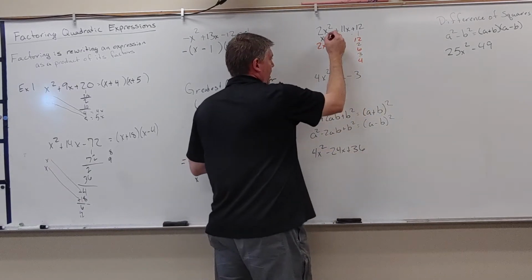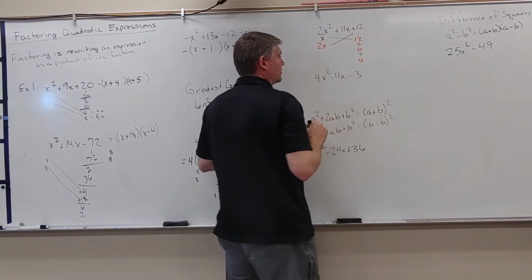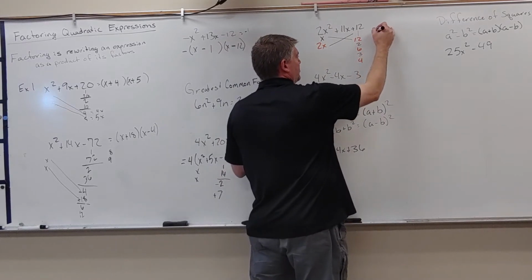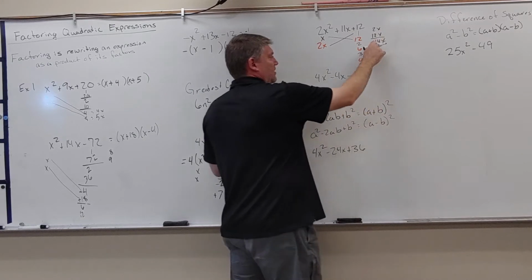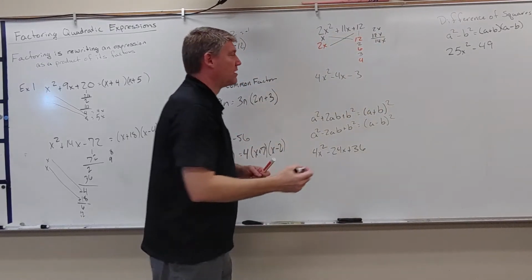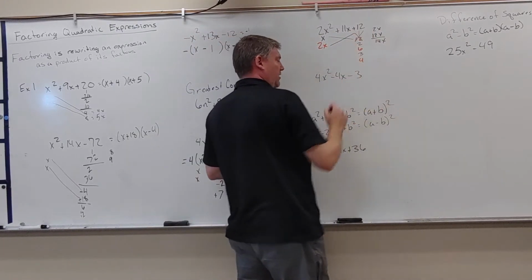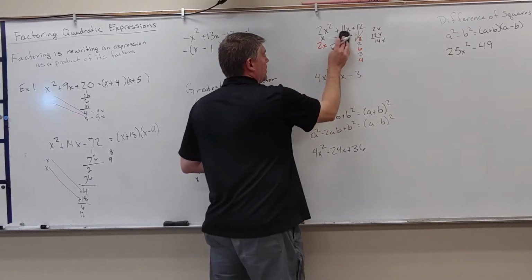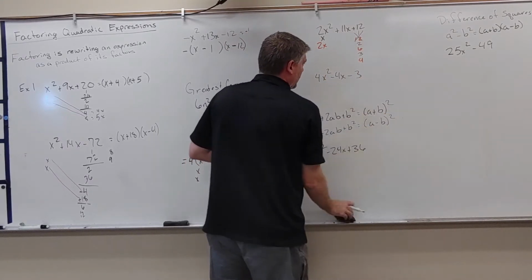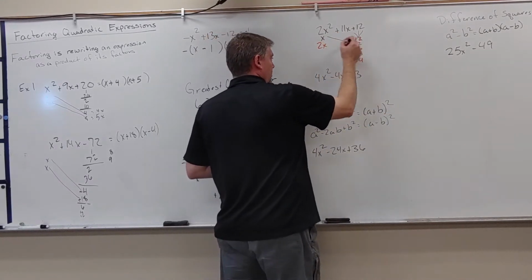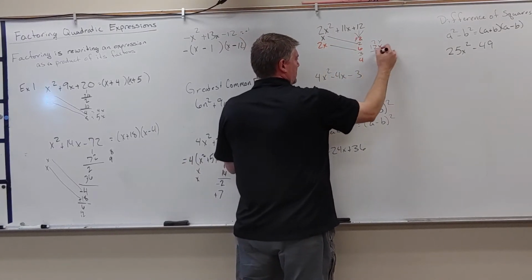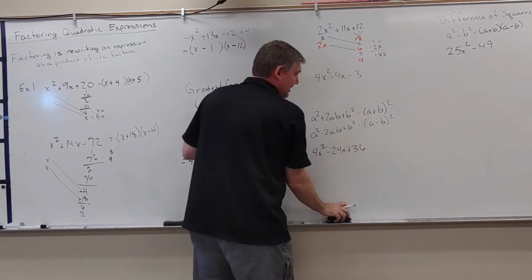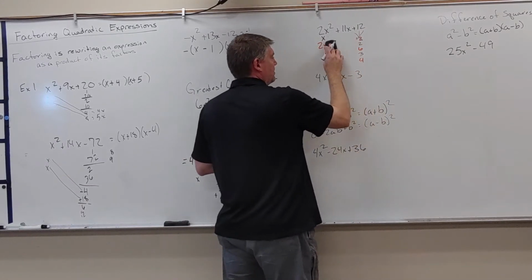So now I have to try this method here. This gives me 2x. This gives me 12x. That's 14x. 14 is not 11. So now I know that 1 and 12 doesn't work. So now I'm going to go to my next one. I'm going to go like this. That gives me 2x and 12x, which gives me 14x. That is not 11.